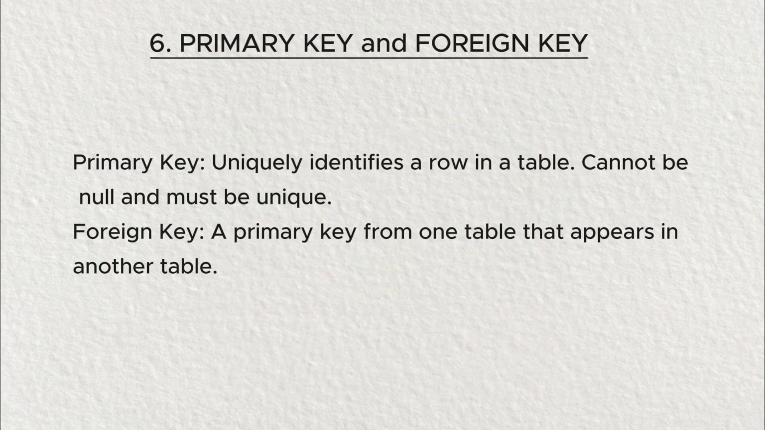Primary keys and foreign keys. The primary key uniquely identifies a row in a table. For example, we could have IDs to uniquely identify each row. And a foreign key in one particular table is a value that serves as a primary key in another table.